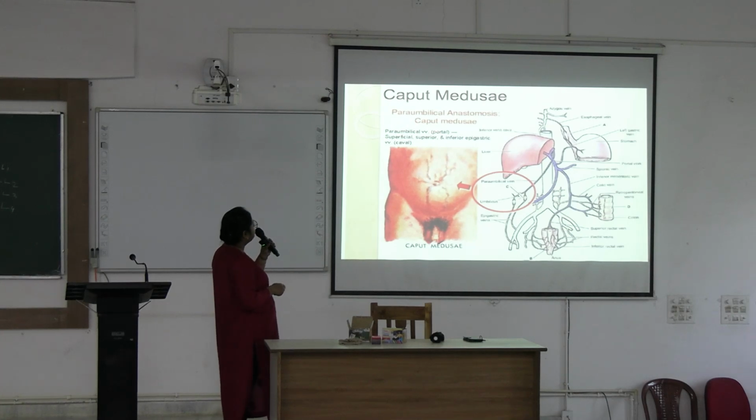So the paraumbilical veins here anastomose with these six veins, three on each side: the superficial epigastric, superior epigastric, and inferior epigastric veins. The paraumbilical veins are tributaries of the portal system, as we have read, and these three veins are tributaries of the systemic or caval system. So around the umbilicus, there will be anastomosis, and all these are anastomosing together.